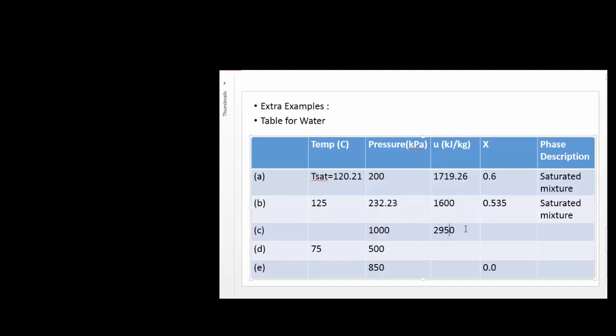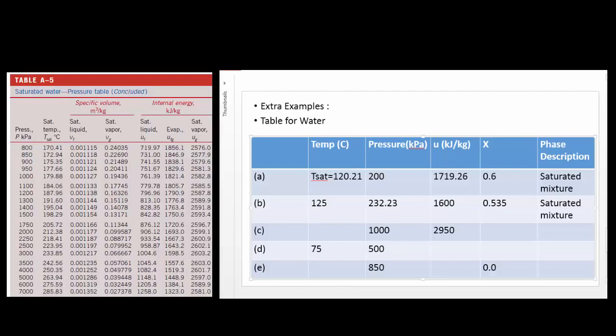Given the pressure and the internal energy, what should you do? Go to table A5. Why A5? Because a pressure is given. So you go to table A5, looking for 1000 kilopascal. You find your internal energy is more than the boundary, more than 2582, meaning if something is more than the UG, more than the saturated vapor, what do you think? It must be a superheated vapor. So for table A5, it helps you to determine your state.